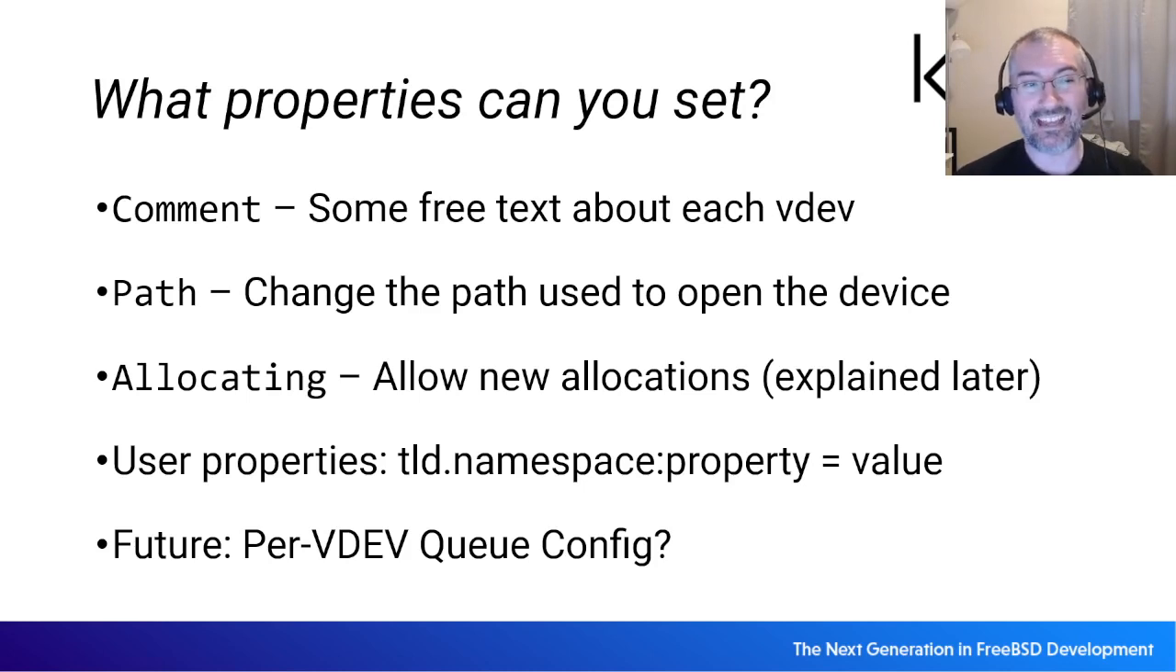There's also an allocating property, which again I'll explain a bit later. It allows you to queue up multiple devices for removal without being very inefficient. And then we have the user properties. So the same way that you can set arbitrary user properties on a dataset, normally done with some namespace:property=value, you can set user properties on a vdev.